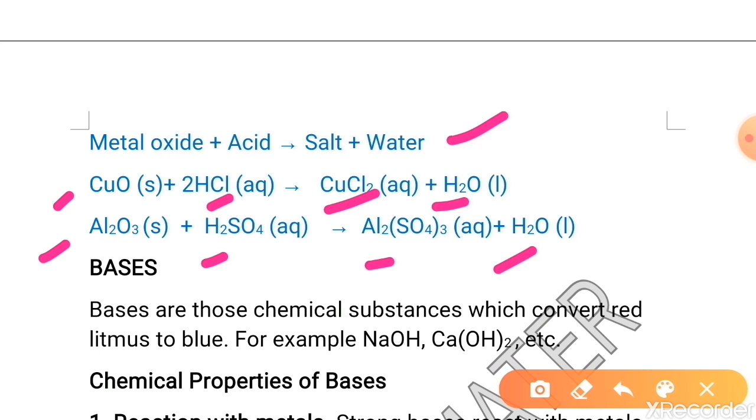One thing you have to keep in mind is that aluminium oxide is an amphoteric oxide. By saying amphoteric, I mean that it's an oxide which shows both acidic and basic property. Means when aluminium oxide reacts with an acid, it will behave like a base. But when we react it with a base, it will behave like an acid.